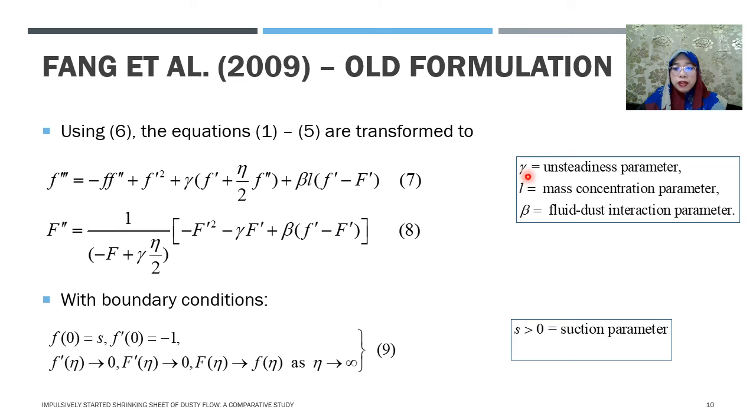We have gamma here, the unsteadiness parameter, beta is the fluid-dust interaction parameter, and L is the mass concentration parameter. With the boundary conditions, f(0) equals S, where S is the fluid suction, which takes positive values. So these are the ordinary differential equations if we use the old formulation by Fang et al.